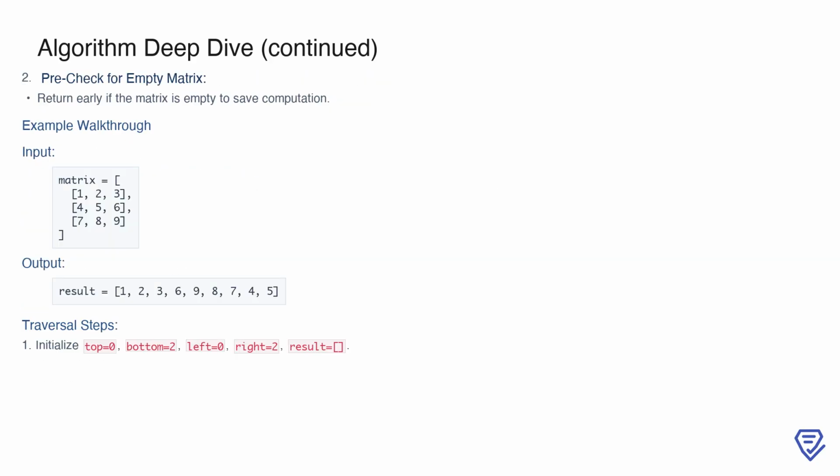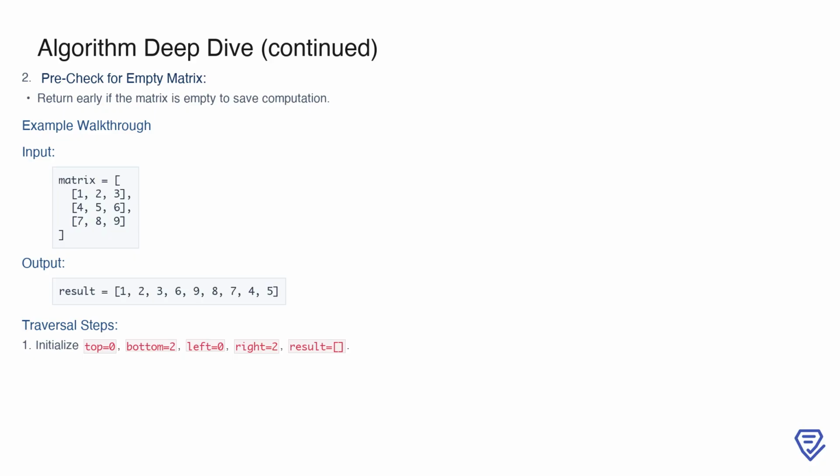To further optimize the algorithm, a couple of considerations are important. First, redundant checks can be avoided by ensuring that the conditions top equals bottom and left equals right are evaluated before each directional traversal. This prevents unnecessary computations when the boundaries have already overlapped. Additionally, a precheck for an empty matrix can save computation time by returning early when no elements are present. These optimizations streamline the algorithm and ensure it handles edge cases efficiently.